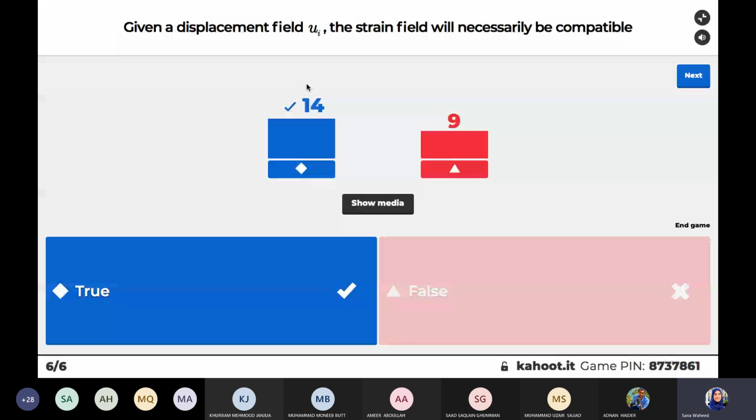If we have the displacement field known and we find the strain from it, that strain is always compatible. Okay, if this is unclear to anyone, we can discuss this a bit further, but let's just see for now what the podium is.